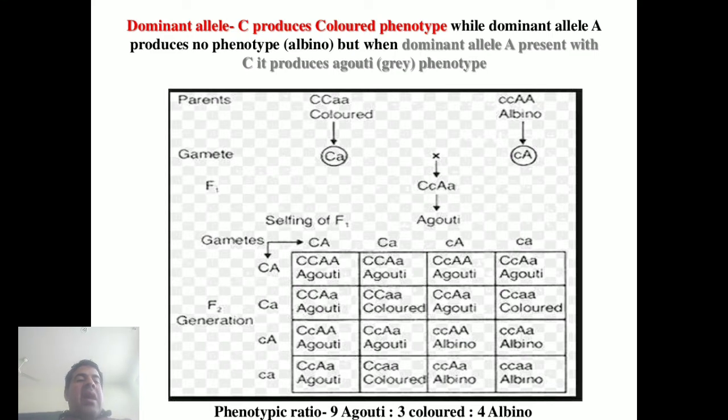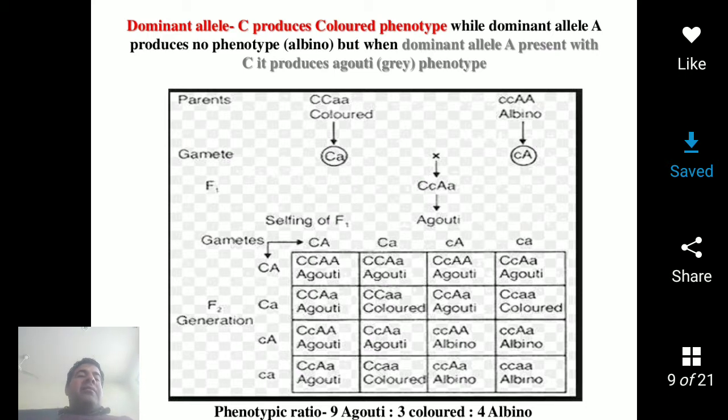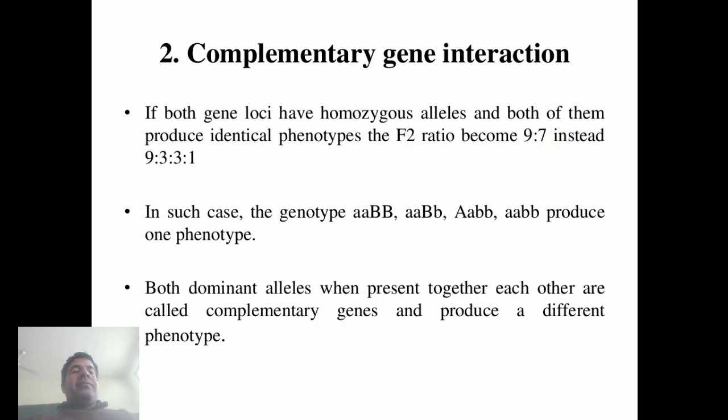Albino colors means C, capital letter C, and lowercase letter aa produce the colored. Means C and A are both supplementary to produce the agouti color.